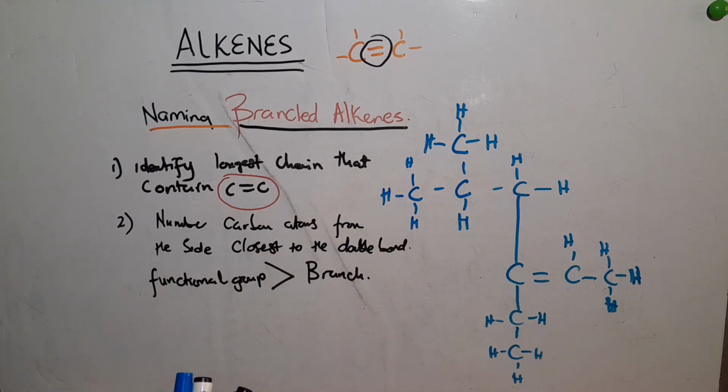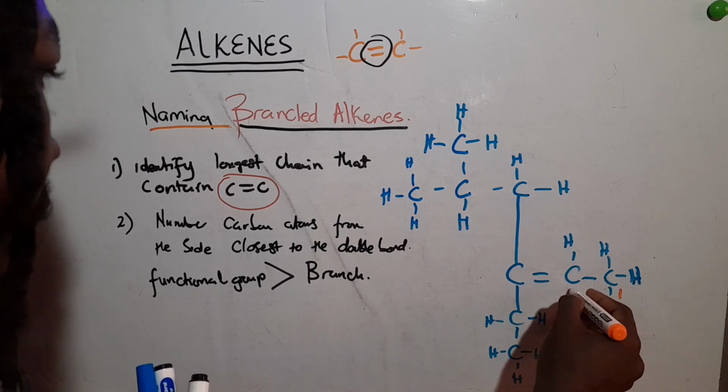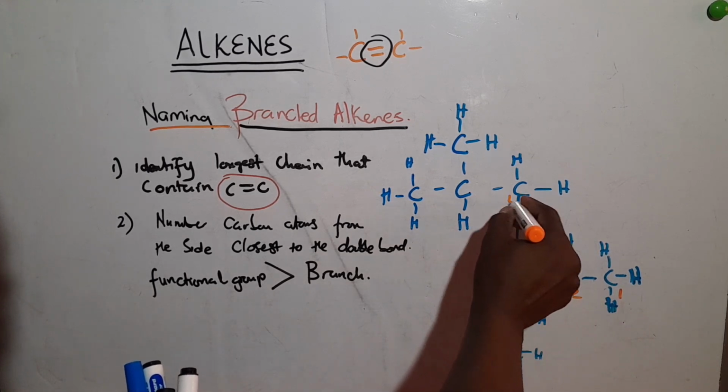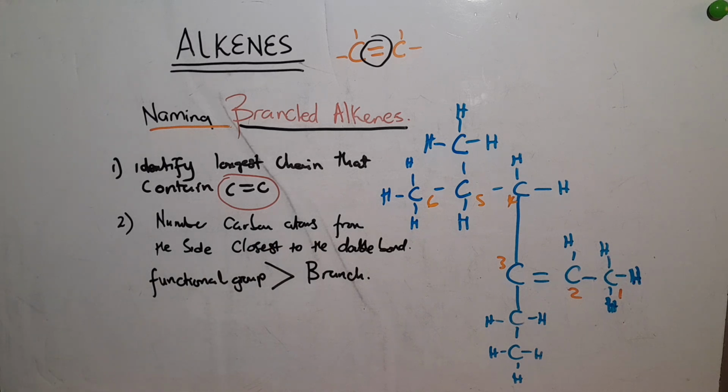It depends on what you want. So which side is closest to the double bond? Obviously this side is closest to the double bond. So let's number our carbon atoms. There are 6 carbons in the longest chain. So what do we do now? We are going to identify our branches.